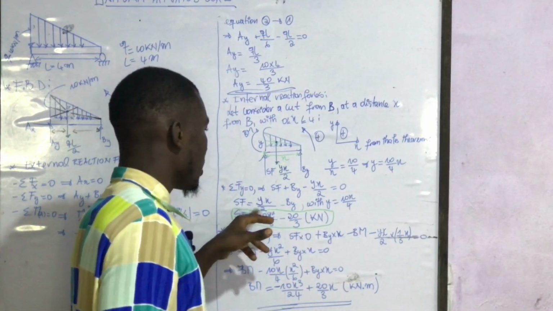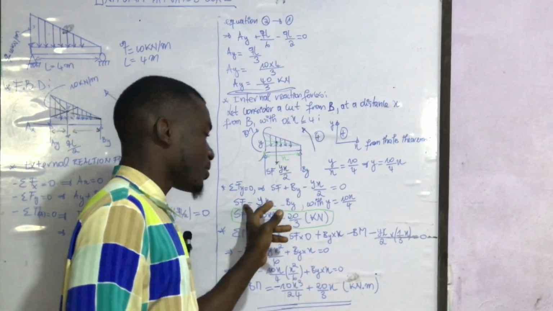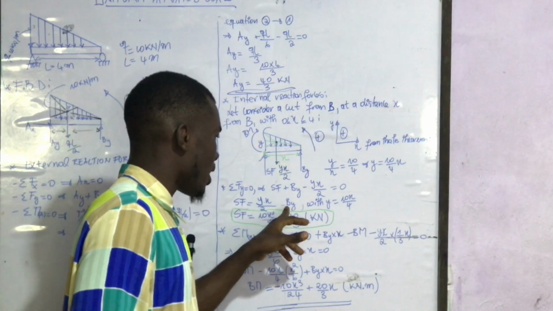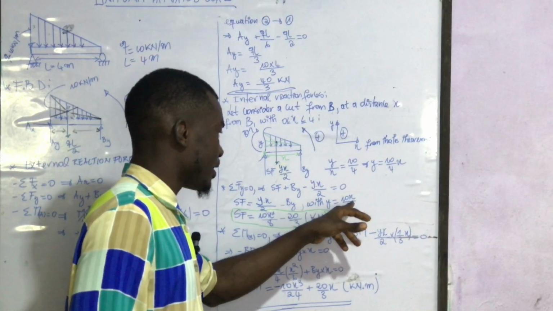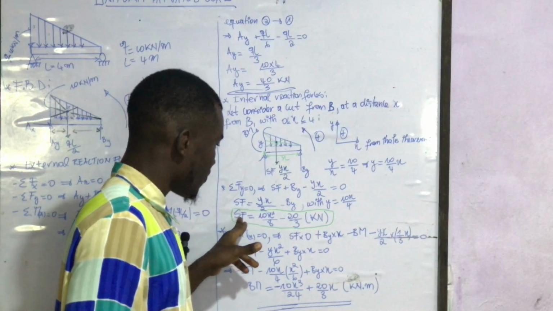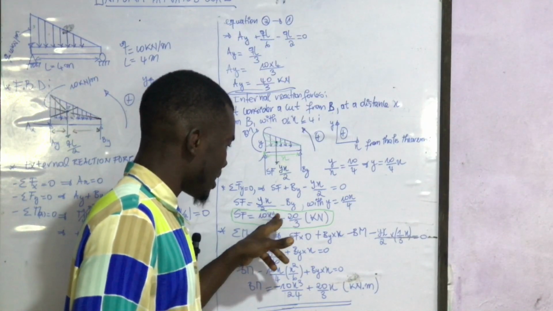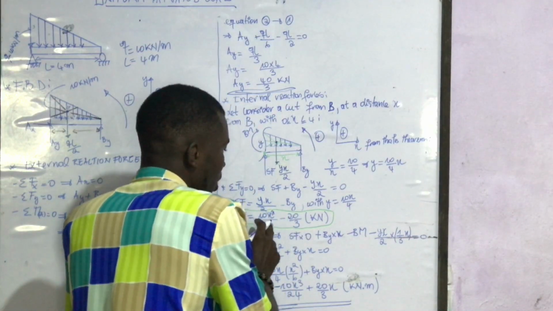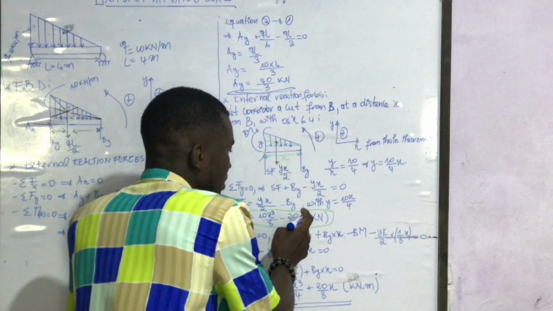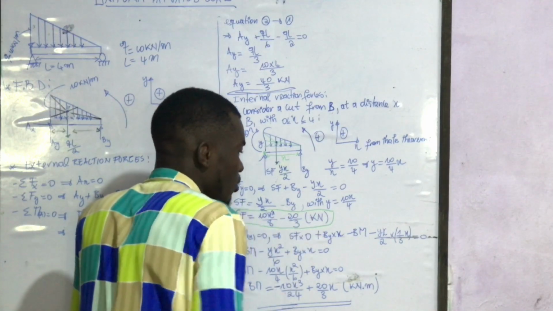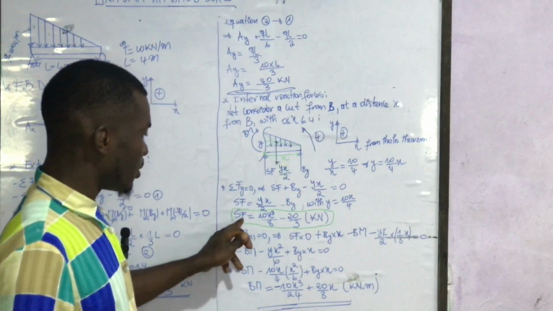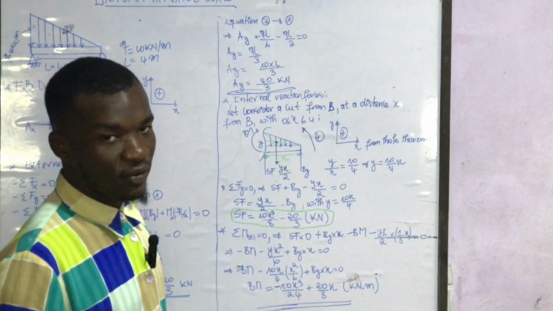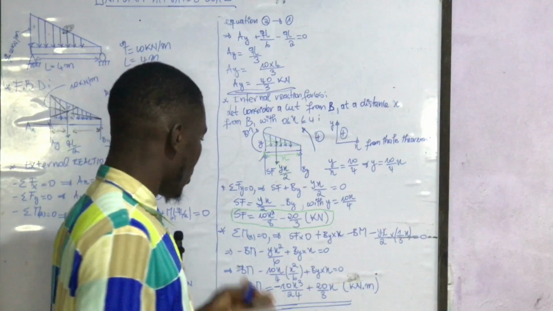So at the end of the day, after the manipulation, we come out with the shear force, which is equal to what? Yx divided by 2 minus something, with y equal to 10x over 4. The shear force equation will be equal to 10x squared divided by 8 minus 20 over 3, in kilonewton. That's the expression of the shear force: 10x squared divided by 8 minus 20 divided by 3, all in kilonewton.